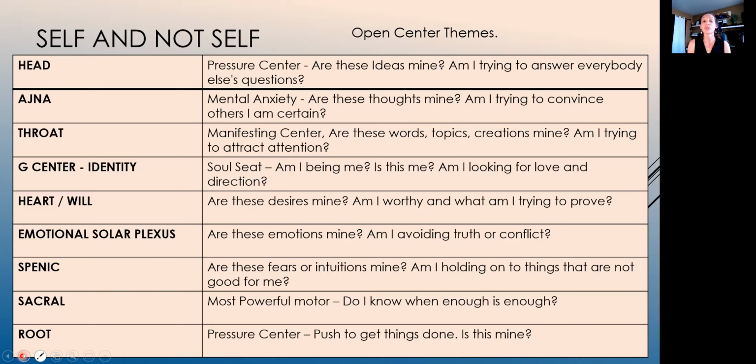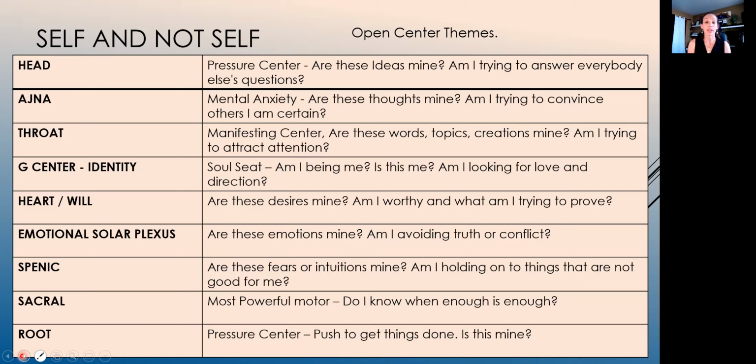The G center is the soul seat. This is really our magnetic monopole. And our question is asking, am I being me? Is this me? Am I looking for love and direction? The heart or the will center is asking, are these desires mine? Am I worthy? And what am I trying to prove?